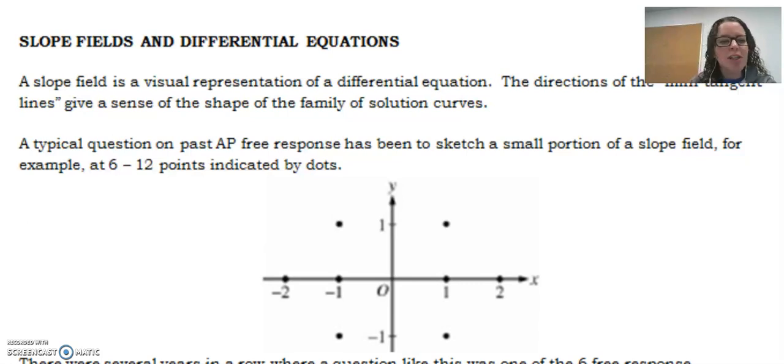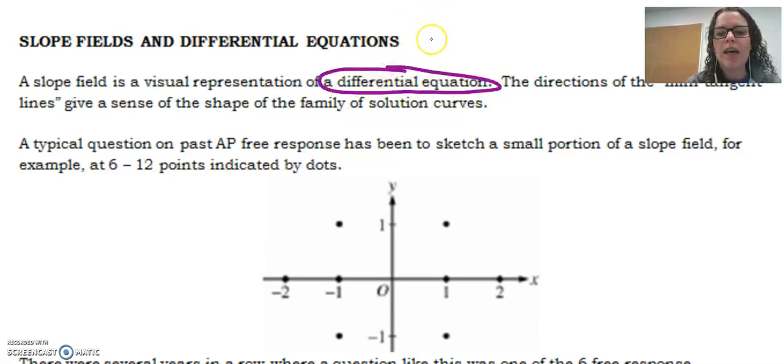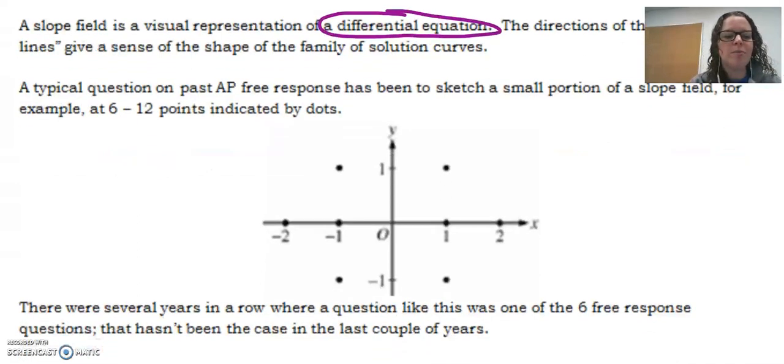All right, so to get started, slope fields and differential equations. A slope field is a visual representation of a differential equation. Remember, a differential equation is something that has that dy, dx in it. Those are our differentials. So we're talking about a picture of slopes, which makes sense then that a slope field would be a picture of slopes, a field of slopes in its literal translation.